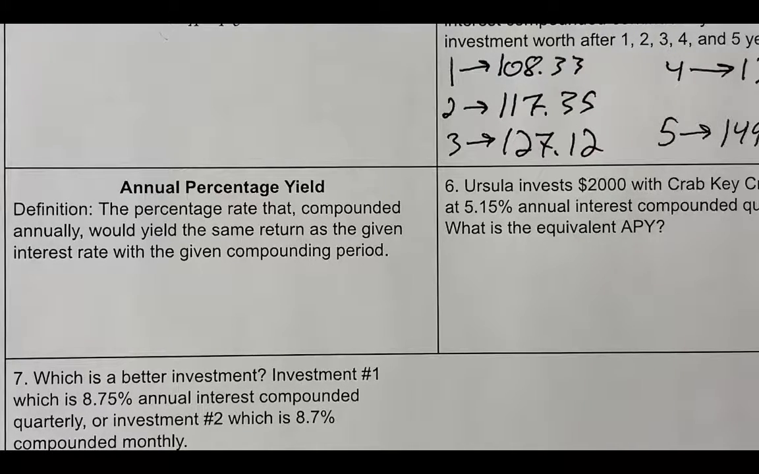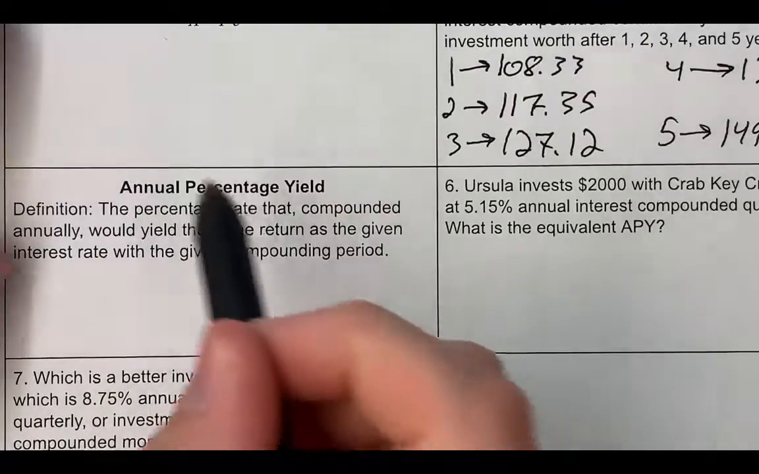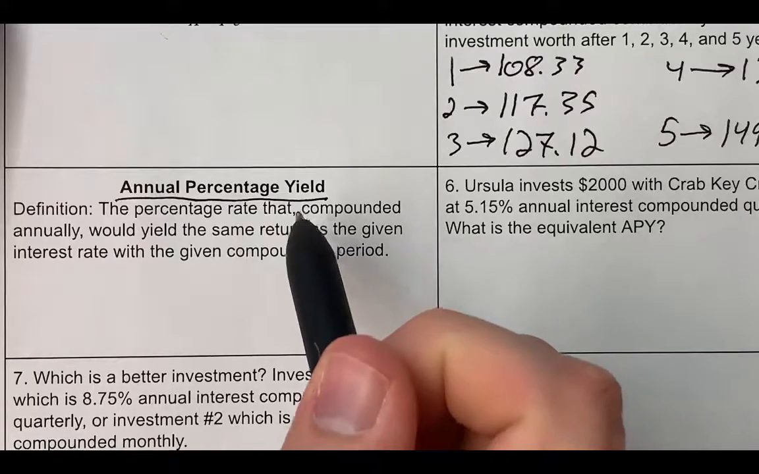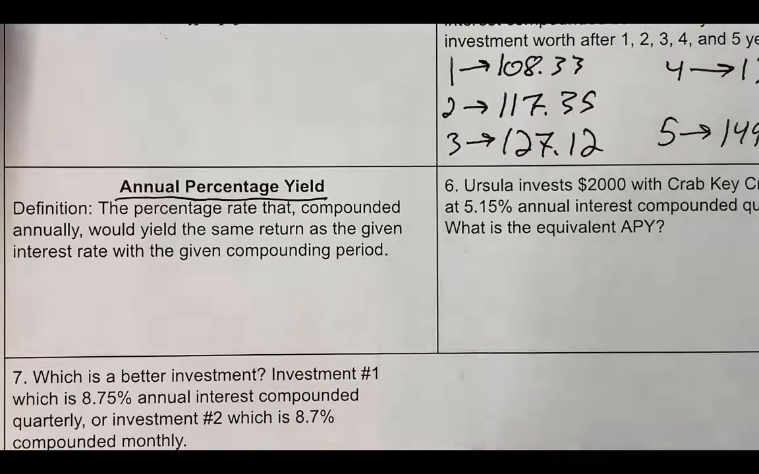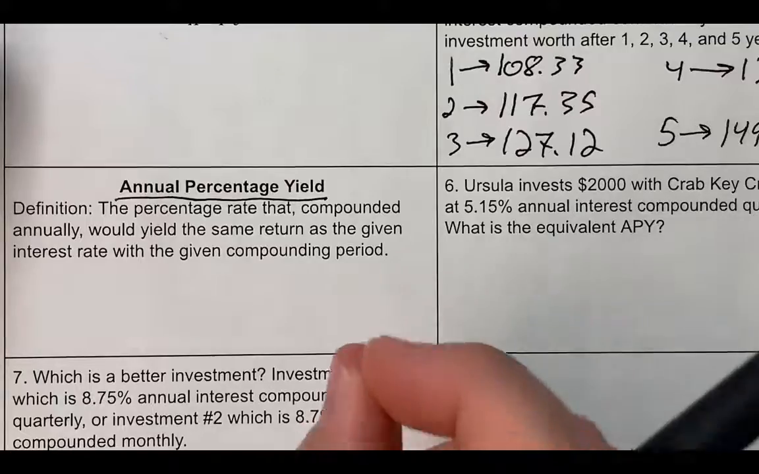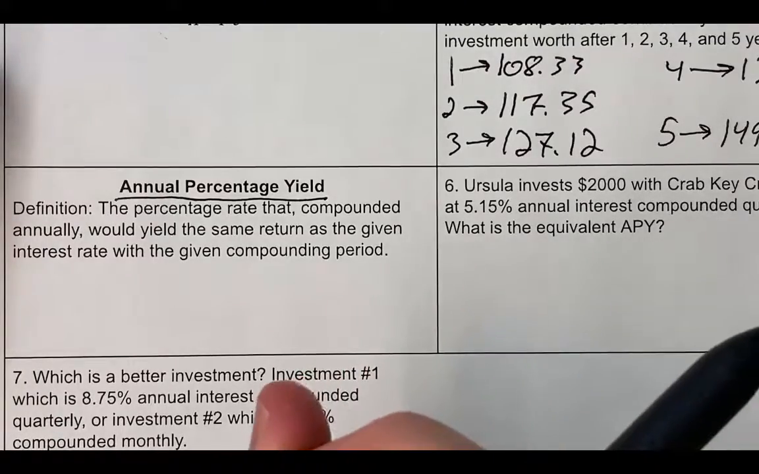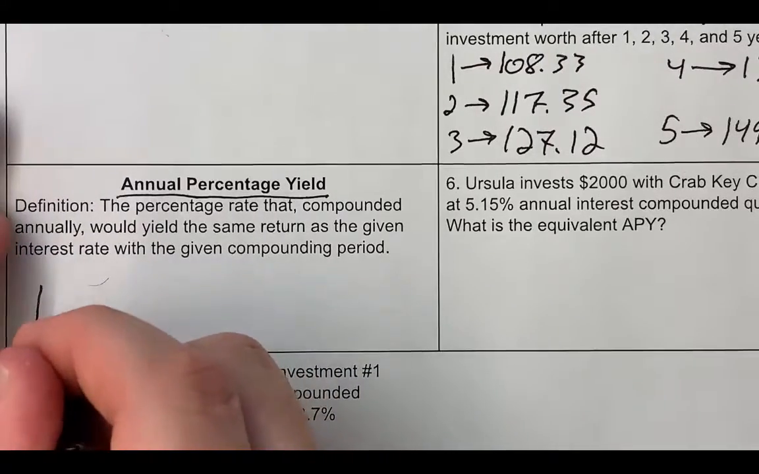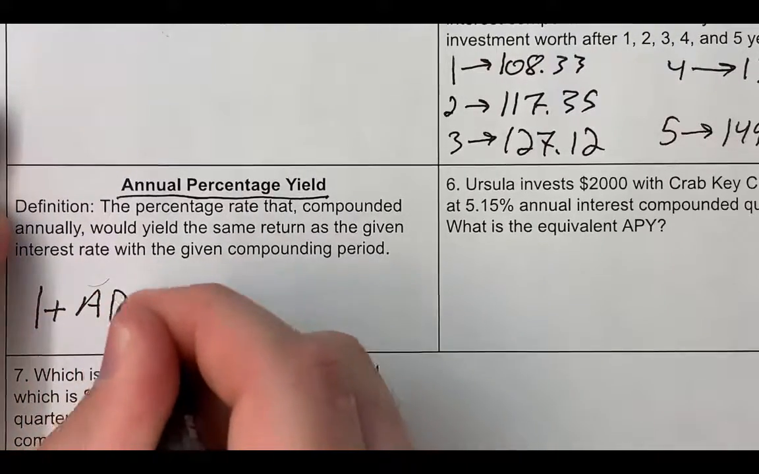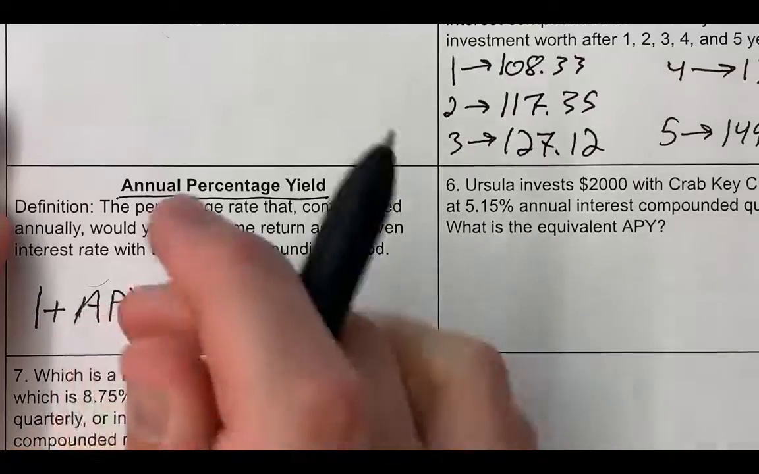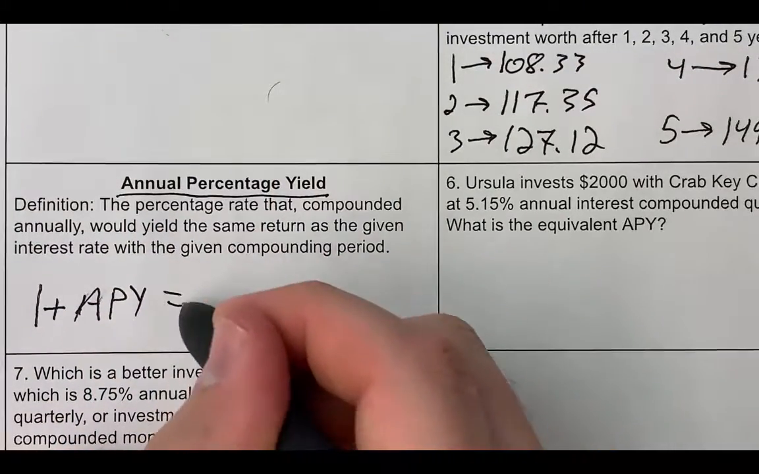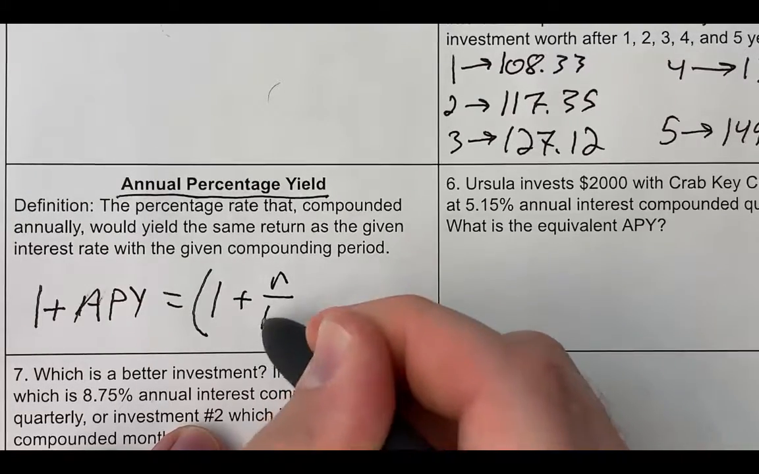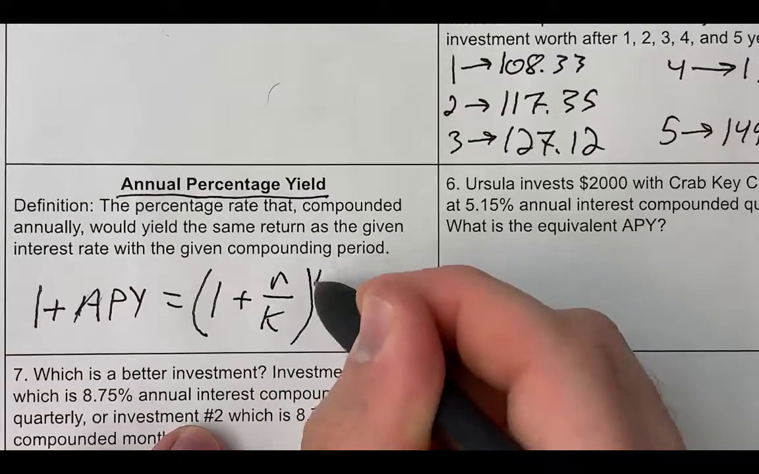So to deal with that, we have a formula for the annual percentage yield, and its output tells you the interest rate if it was compounded just one time per year. Let me give you that formula, and I can show you a couple of examples. The formula is: 1 plus the annual percentage yield, the APY, is equal to (1 plus r over k) raised to the k.